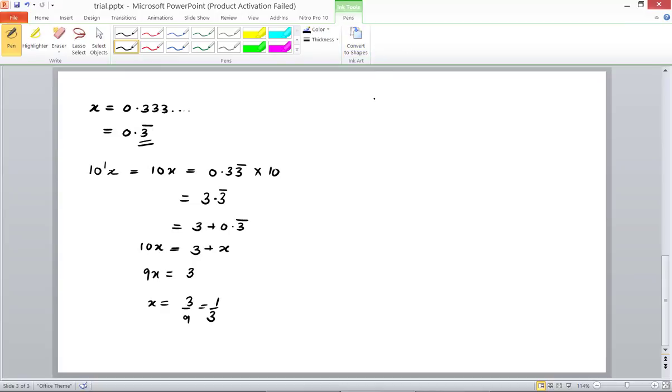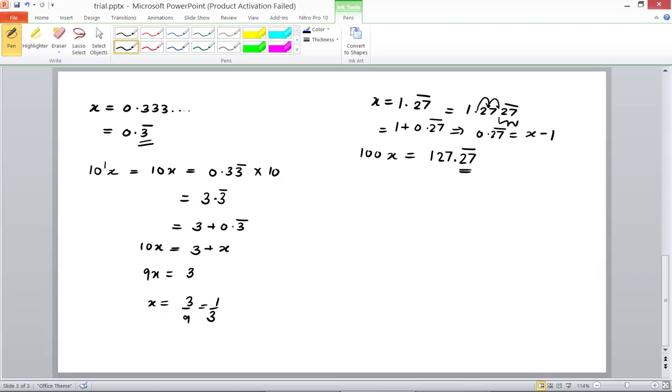Now let's take another example. So suppose I have x is equal to 1.27 repeating, so it means it is 1.2727, and it will keep repeating like this. Now how many digits are repeating? 2 digits are repeating. So I'll multiply with 100 here. So 100x, I'll move 2 places here. So 1, 2. So this becomes 127.27 repeating. Now x can be written as 1 plus 0.27 repeating. So this simply means that 0.27 repeating is equal to x minus 1.